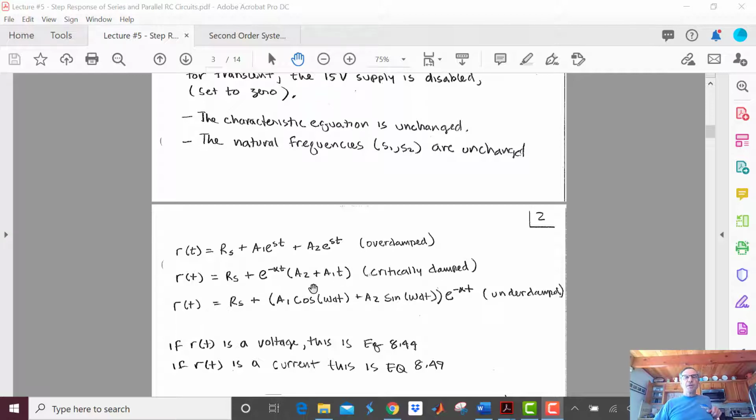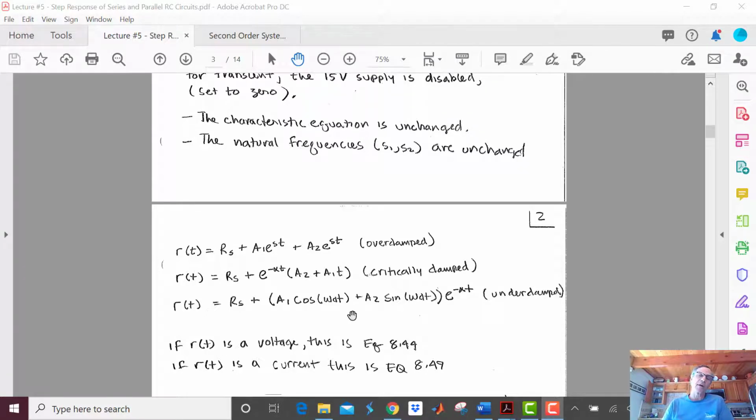Now we go to our critically damped case where we have a little bit different of an equation, and it's the same kind of thing. Here we have e to the minus alpha t times all this stuff. This is the equation we worked with in the last few lectures. But we can see that as t goes to infinity, this is going to go to 0. So this whole term is going to go to 0. So R sub s is just going to be the response at time equals infinity.